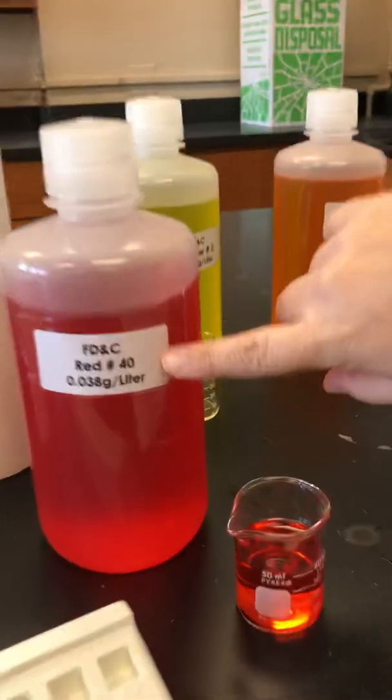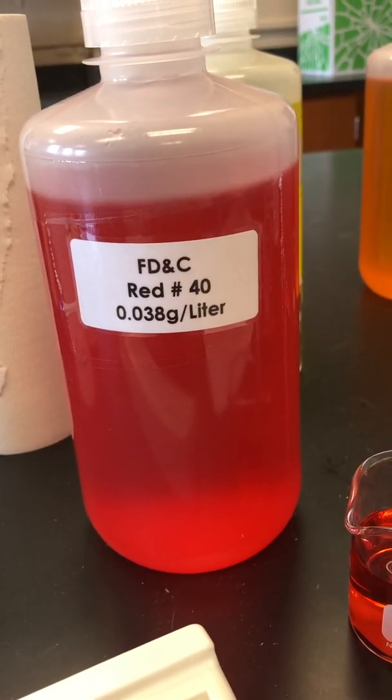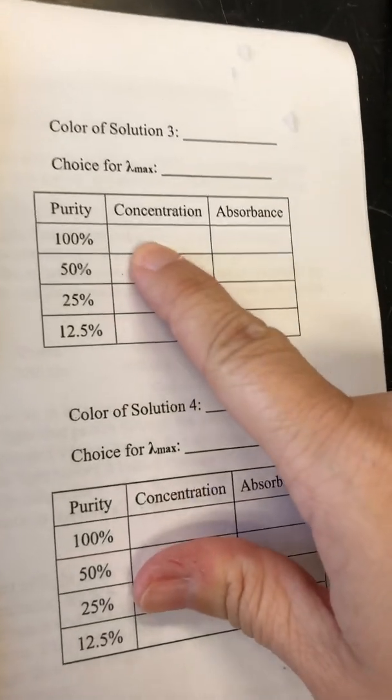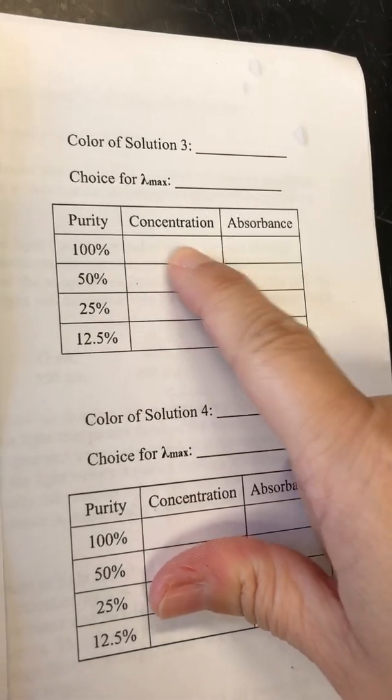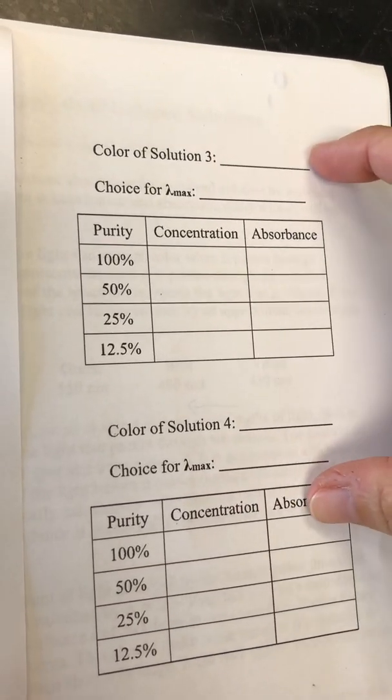Accuracy here. So now we're gonna move to our third color. We did yellow 5, yellow 6, and now we're doing red 40. So here's red 40, and that's its concentration. Remember on your data sheet, let me slide it over here. You want to write that concentration right here as the 100%. And on the color solution 3, write red 40, okay?